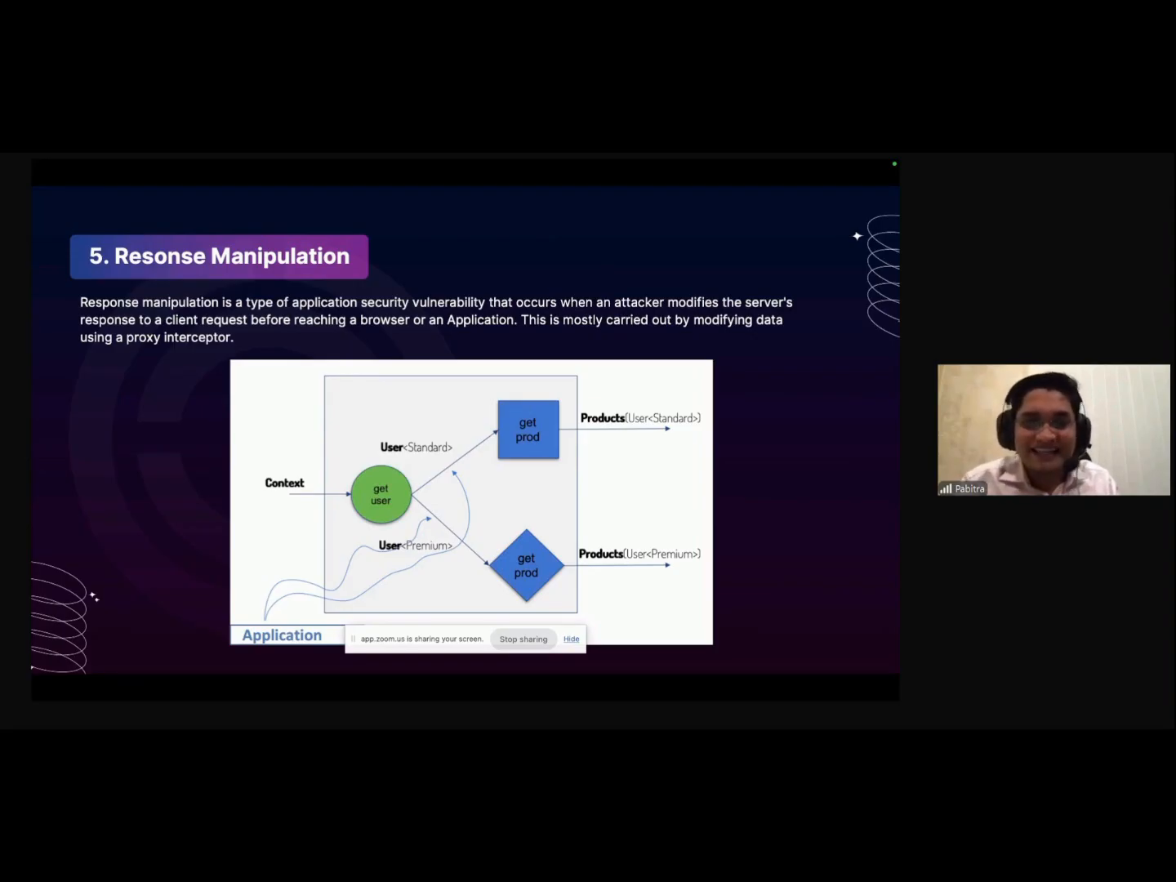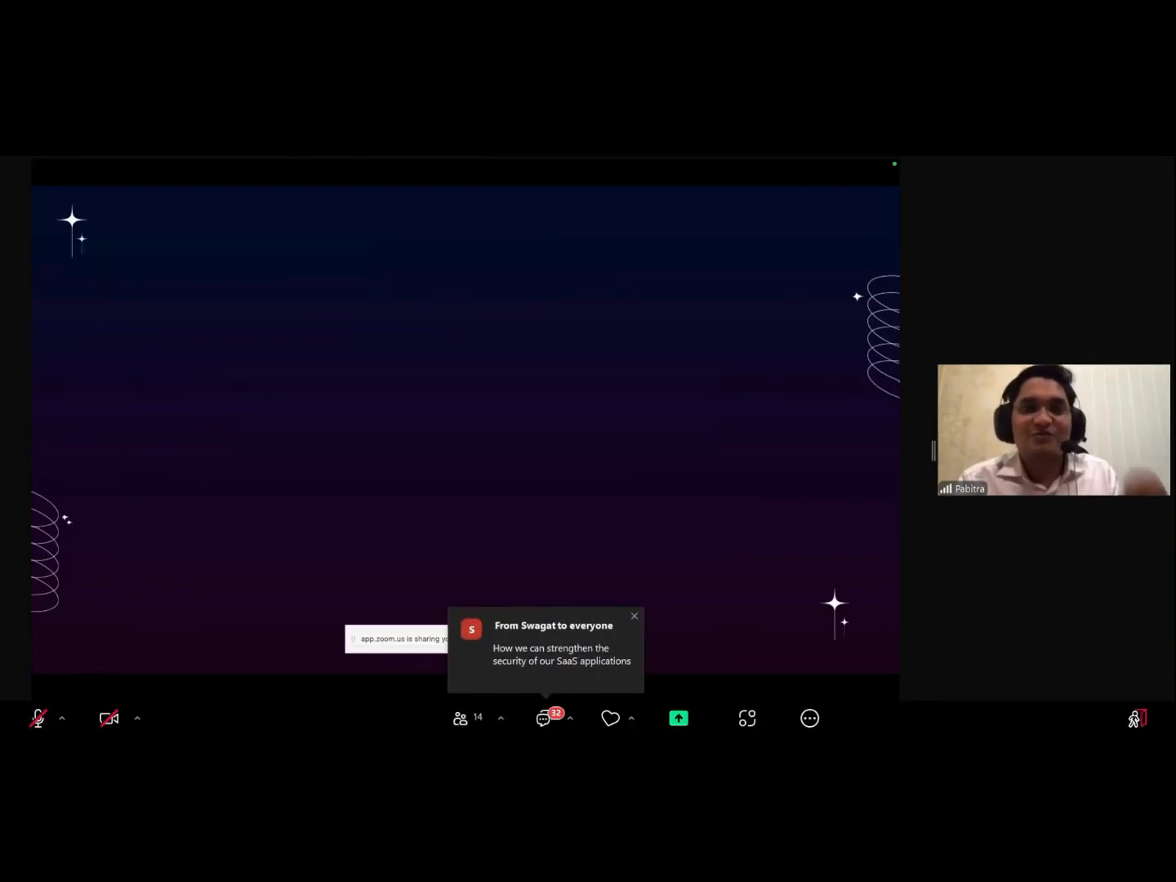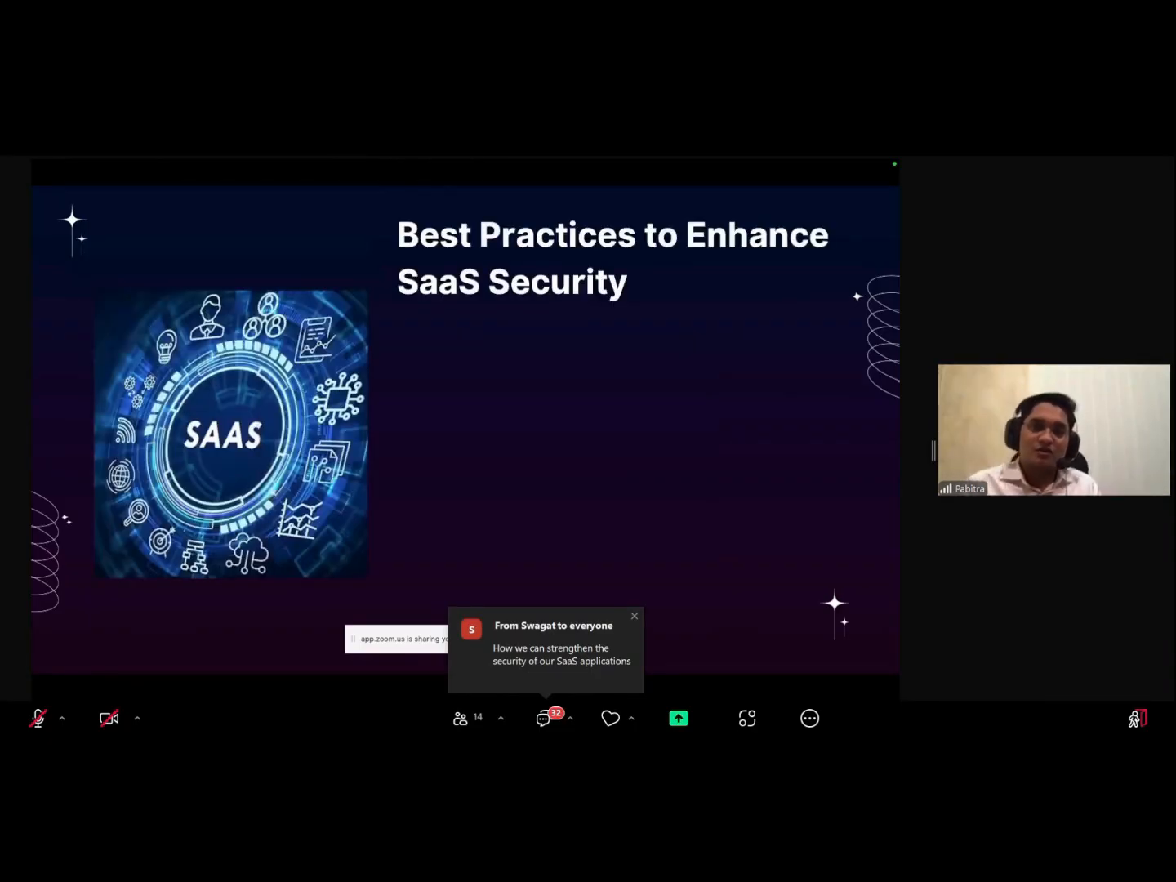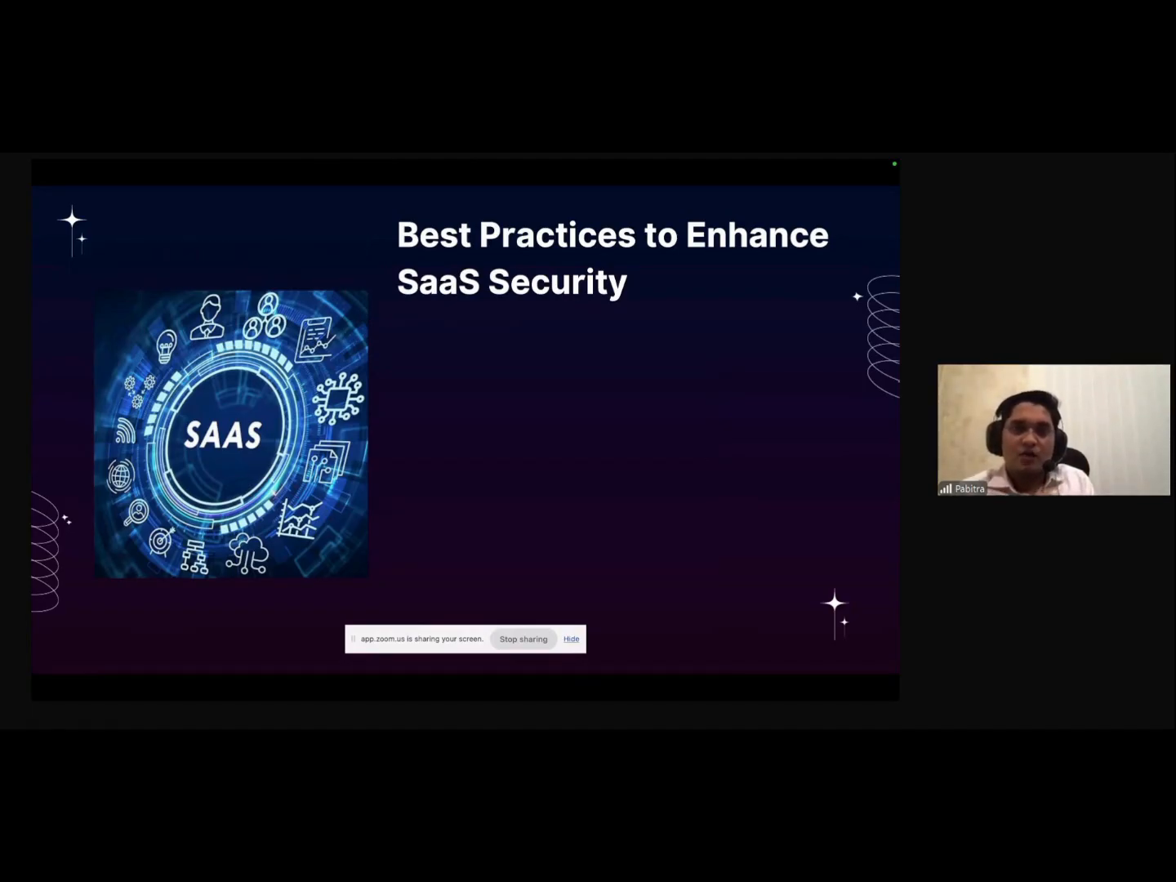So these are a little technical, so let's move to something a little non-technical, which is what the best practices are. We understand what SaaS is, why people need SaaS, and what the common vulnerabilities in SaaS applications are. But what are the best practices to enhance SaaS security? So the first is to use multiple security measures. Like you can use a WAF. It is a very good feature, and every SaaS application should use a WAF.